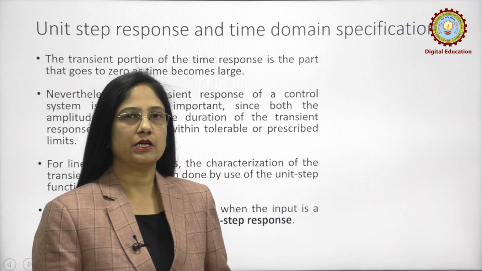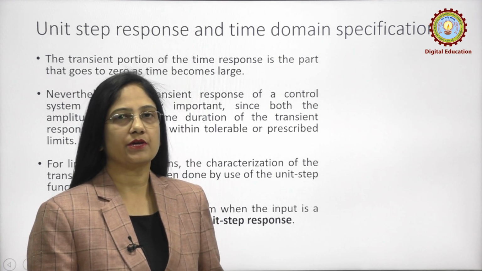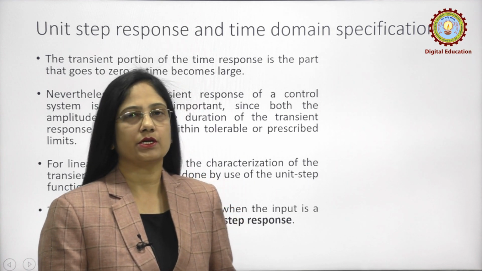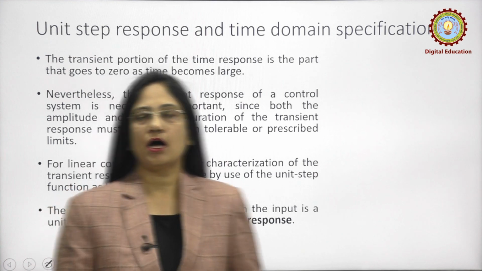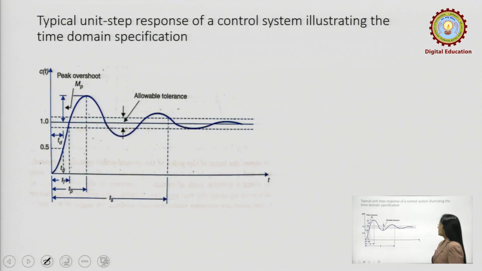And for a linear control system, the characteristics or the time domain specifications of a second order system are of great importance. Here we will understand how the limits of the output response should be kept under control. The response of a control system when the input is a unit step function is known as a unit step response. So, this is a typical unit step response.